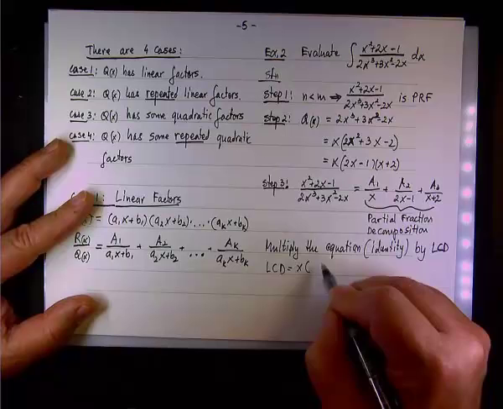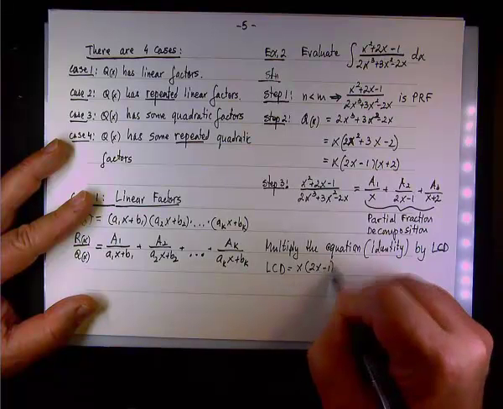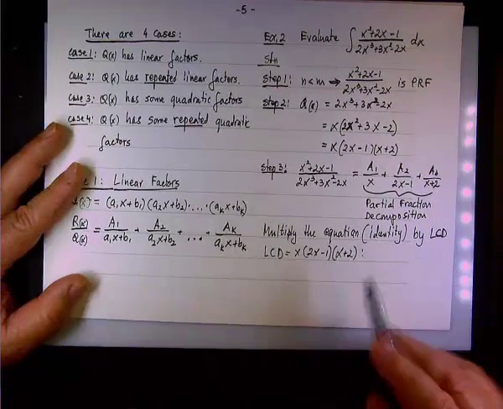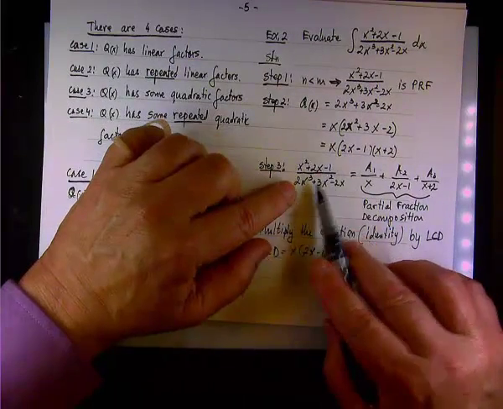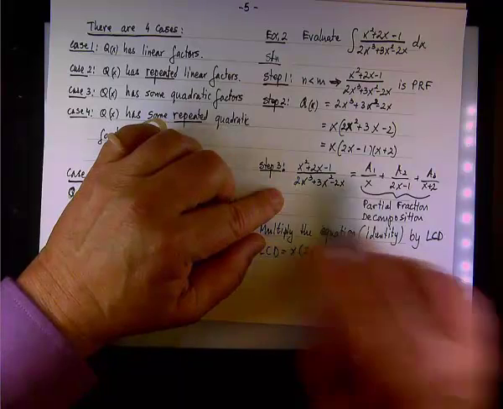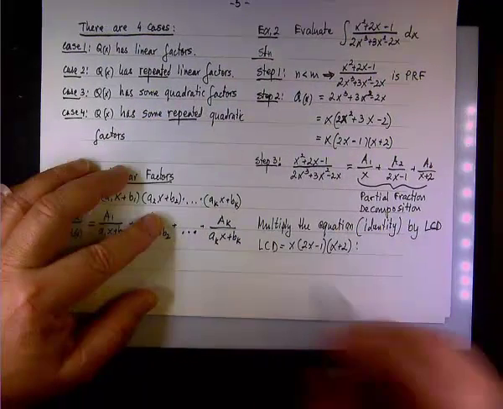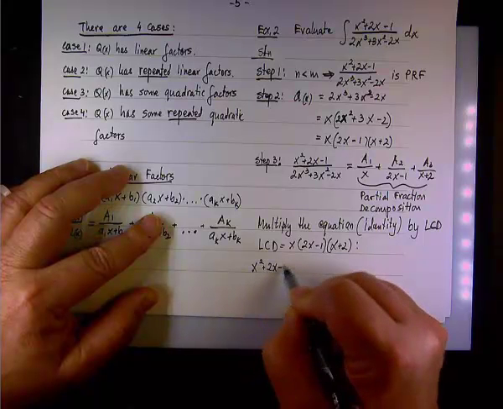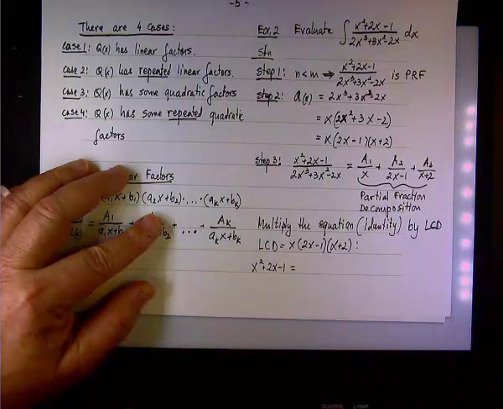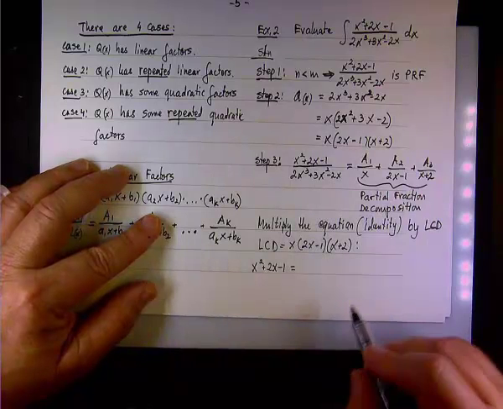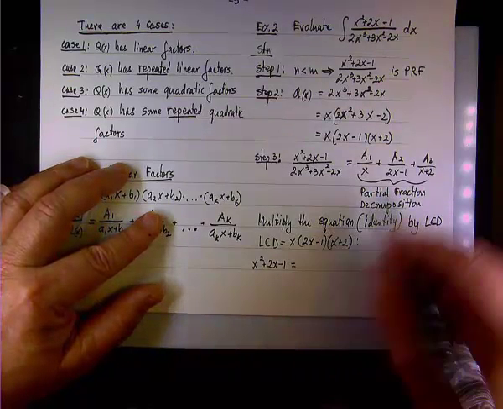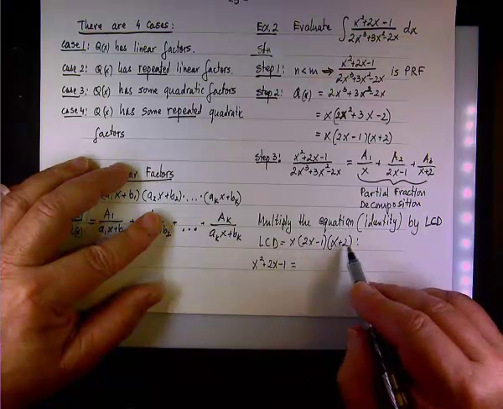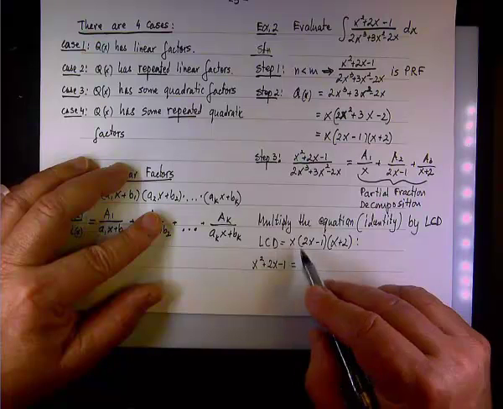So what is the LCD? Well, since we have three different factors, and we don't have a case where one factor is a factor of the other one, the LCD would be simply the product, x times (2x minus 1) times (x plus 2). So what happens if we do it? Well, we lose this denominator, we just factor, so we lose the denominator. On the left, we have just the numerator, x squared plus 2x minus 1.